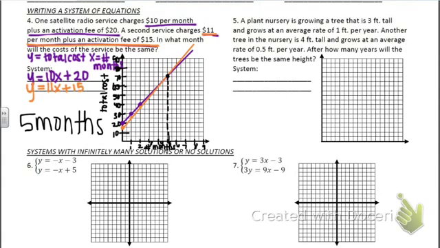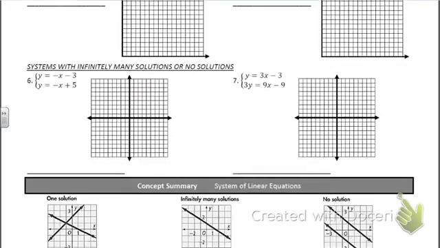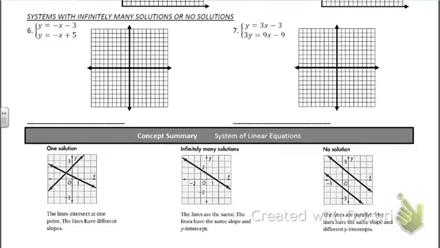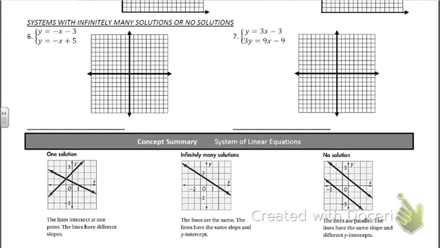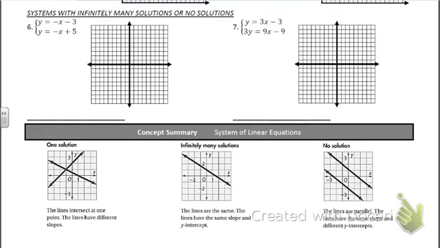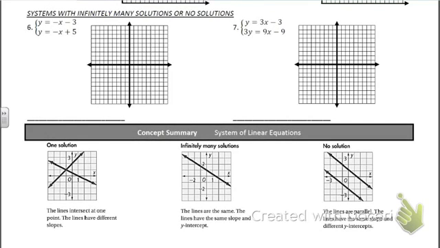Okay, number 5 is very similar. It's 2 trees growing at different rates. We're going to skip it for right now. We'll come back to it maybe tomorrow as a warm-up. But let's talk about infinitely many and no solutions. Okay. So it does happen that sometimes when you graph systems, there are going to be no solution or sometimes what we call infinitely many solutions. So I want to make sure that we go over it. So let's look and graph these really quickly just so we can make sure that we get it in.